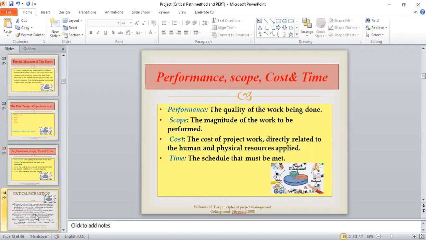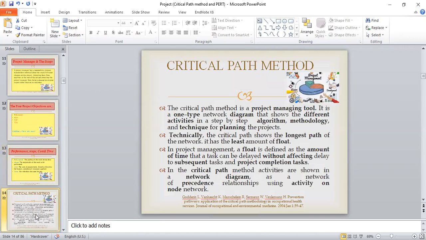Now, an overview of the critical path method, which is used in project management. It is one of the methods used as a project management tool. It is one type of network diagram that shows the different activities, a step by step algorithm, methodology, and technique for planning the project. Technically, it is the longest path of the network. It has the least amount of float. In project management, float is defined as the amount of time that a task can be delayed without delaying subsequent tasks and project completion.